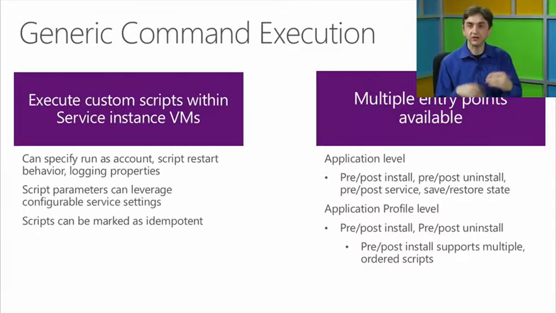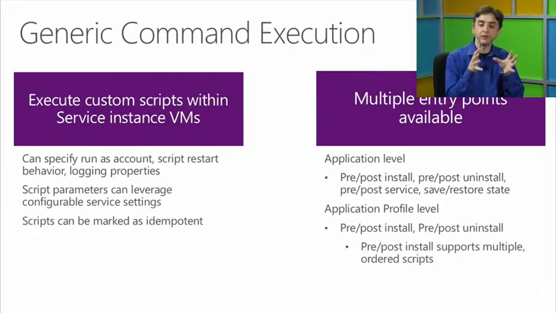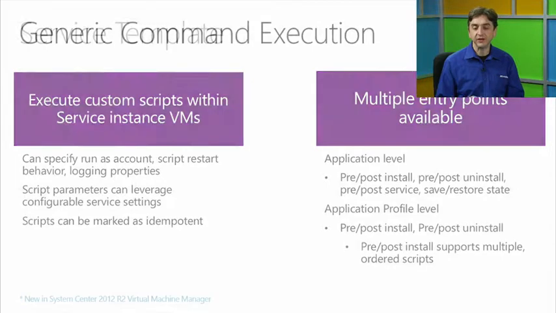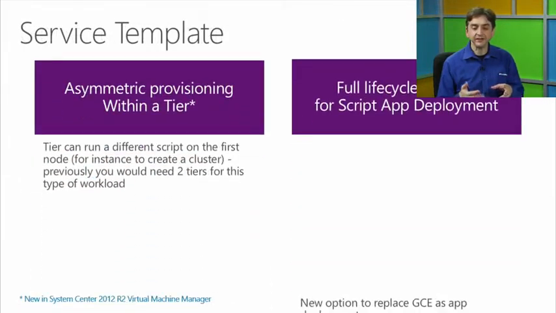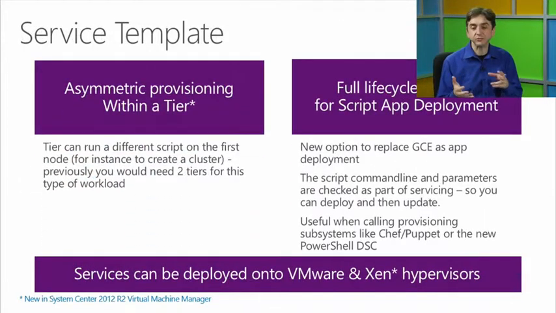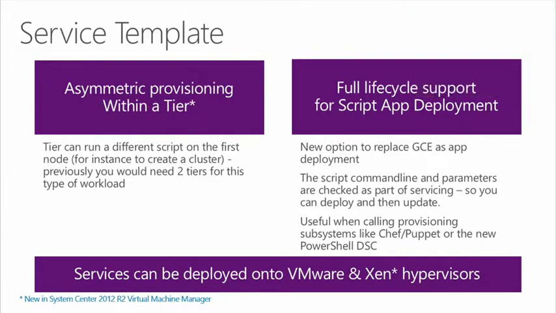So there's pre-install, there's post-install, there's pre-update, there's post-update. A lot of different entry points for running these different types of scripts. And this was great for a lot of customers, but a lot of customers, when they were deploying an environment, say a clustered environment, they wanted some things to run one way on the first instance of that node, but then all the other nodes, they wanted to do something a little bit different. So with R2, we added this asymmetric provisioning within that specific tier.